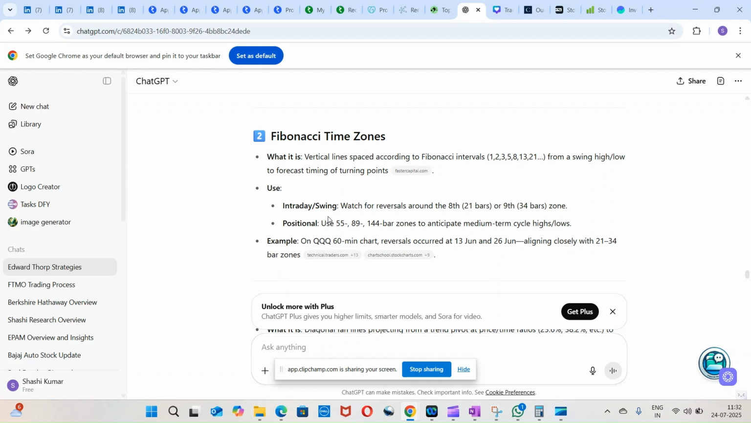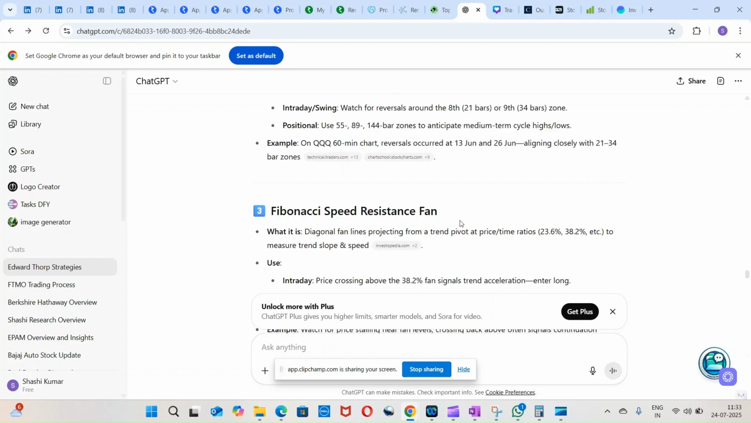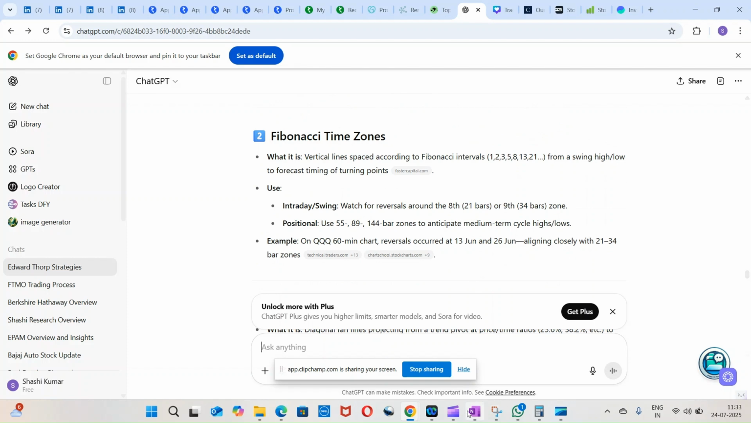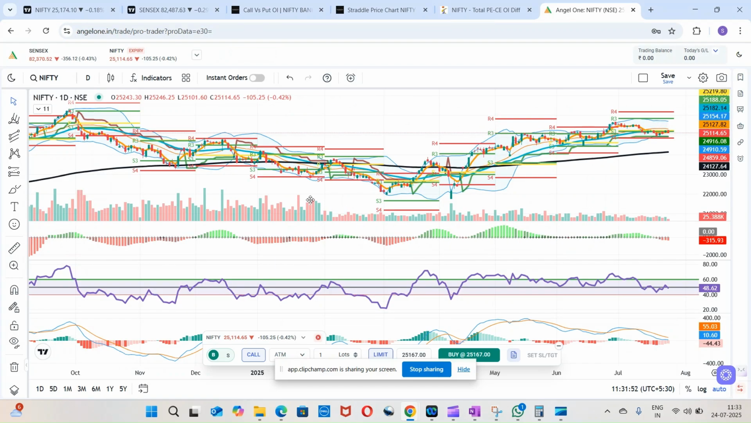And positional, if you want to use 55 or 89 or 144 bar zones to anticipate medium term cycle highs and lows. Okay, and the example is on the QQQ chart, which is Invesco's QQQ Trust 60-minute chart. Reversals occurred at 13, and at 26, aligning closely with the 21 and 34 bar zones. So that's how we can use this fib time zone. So let us see the fib time zone. Fib channel we have seen. Now let's see fib time zone.